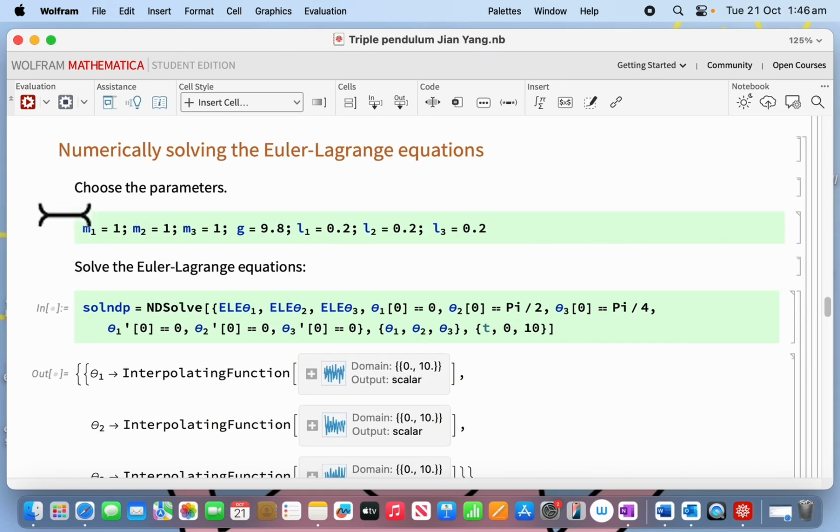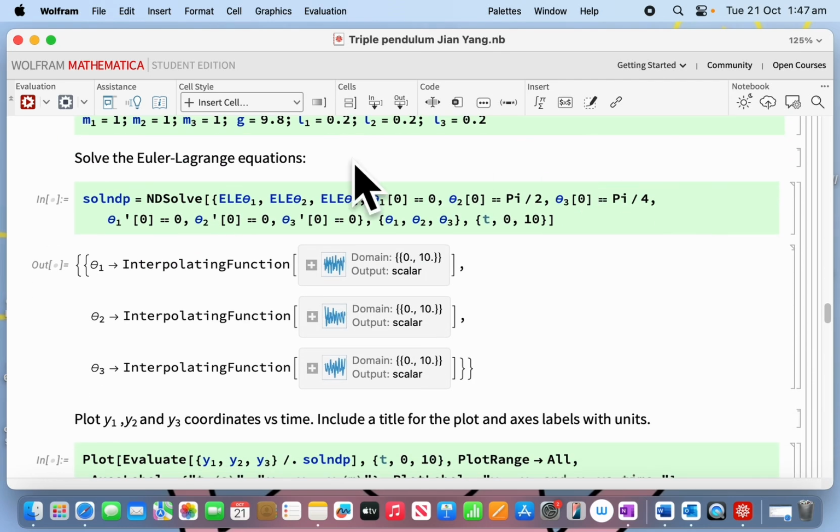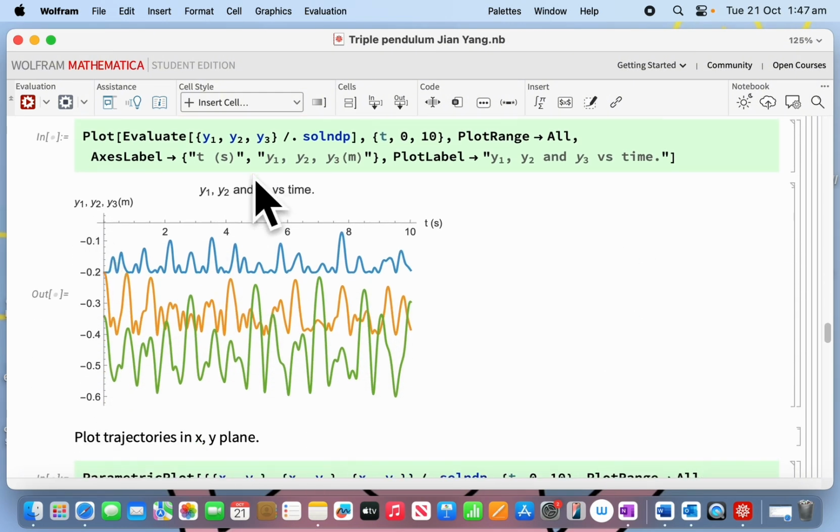Here, first I need to choose some real numbers to define my triple pendulum. I give m1, m2, m3 equal to 1, just a unit. And g is 9.8. And L, I choose 0.2, 0.2, and 0.2, because in the final experiment, I also choose 0.2, 0.2, and 0.2 meters. That's the reason I choose 0.2. And then I can solve the Euler-Lagrange equation. Something is done automatically here, and then I can get the plot here.